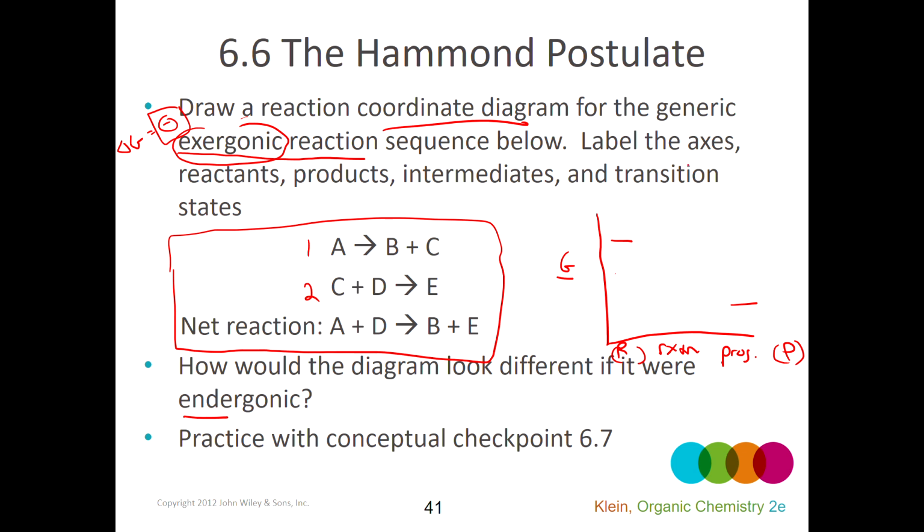So I've already labeled the axes. I got free energy on the y-axis, reaction progress on the x-axis. My reactants are A and D. This is the net reaction. A and D are my reactants. B and E are my products.